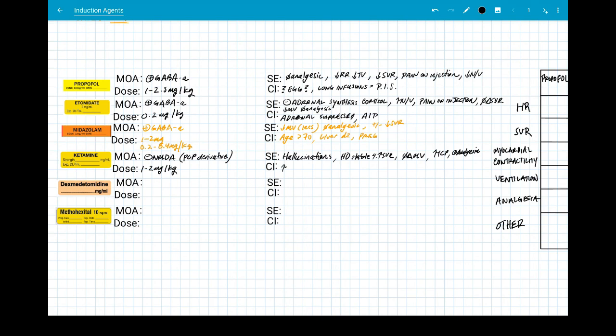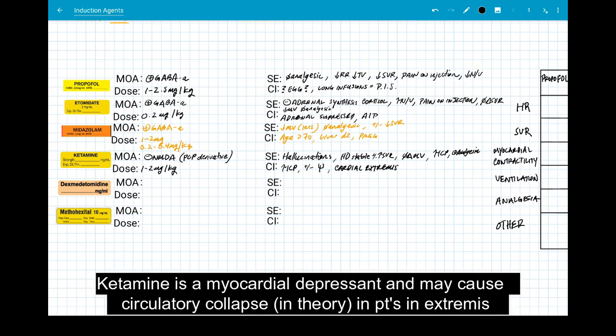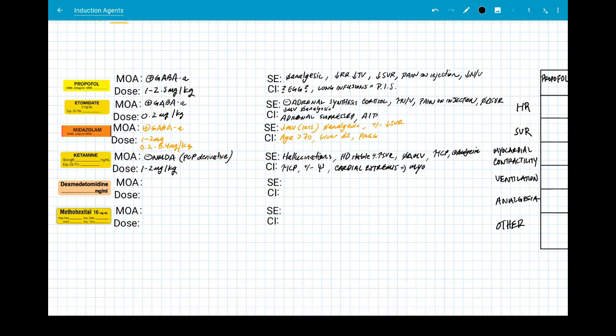Contraindications would be anybody with increased intracranial pressure. You may or may not want to use it in anybody with a psych disorder, unless it's depression, as it can help treat depression. And anybody who's in cardiac extremis, because it's actually a myocardial depressant, even though it increases your SVR.